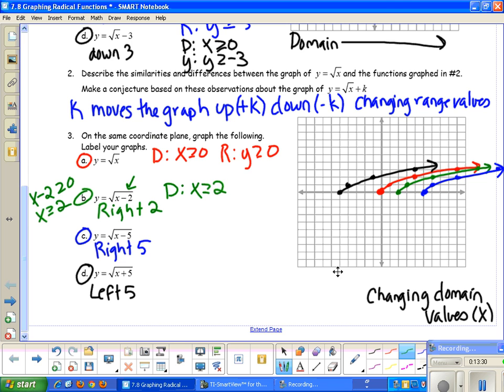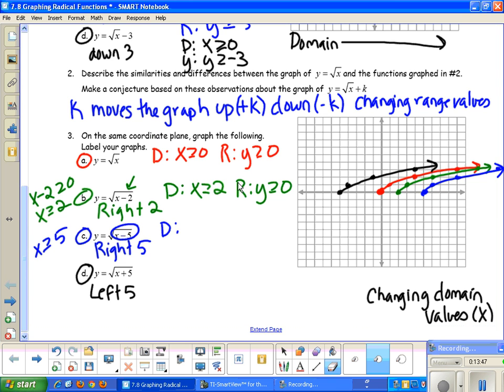So that's another way to tell your range. My range in this case, I didn't move my graph up or down at all, so y is greater than or equal to 0. For the next one, my domain, we take what's underneath here and set it greater than or equal to 0. So in this case, x minus 5 is greater than or equal to 0, so x is greater than or equal to 5 when we solve. If we were dividing by a negative there, of course, you would also have to flip your inequality sign. So I have x values greater than or equal to 5, and then my range, our y value is greater than or equal to 0 because, again, I didn't move my graph up or down. I just moved it to the right 5.